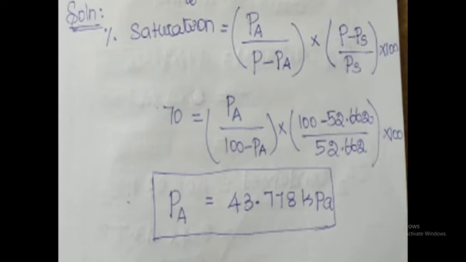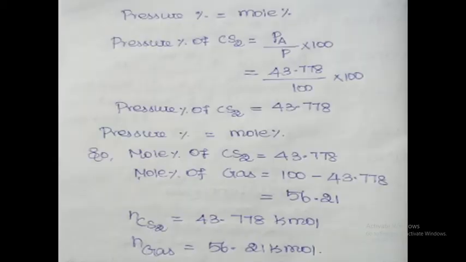PA is the partial pressure, 43.778 kilopascal. Pressure percentage is equal to mole percentage. We know the concept. From that we are going to calculate how many moles of CS2 and how many moles of gas are present initially. For that purpose we calculate the pressure percentage of CS2. We have only the pressure, so the pressure percentage of CS2 is equal to individual pressure divided by total pressure, into 100.